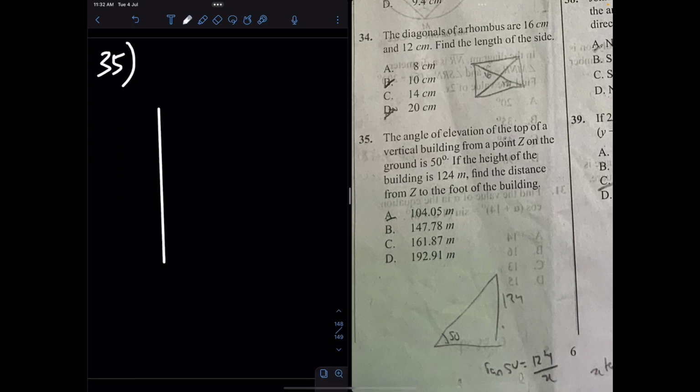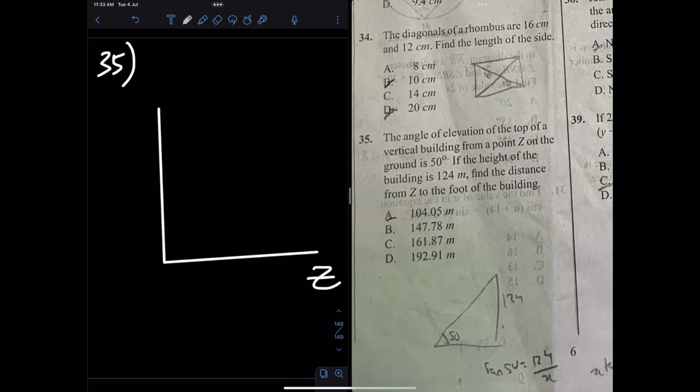The angle of elevation of the top of a vertical building from a point Z on the ground is 50 degrees. Okay, let's do that first of all. This is the building. Number 35. The angle of elevation of the top of a vertical building from a point Z. Let this be point Z, from the foot of the building.